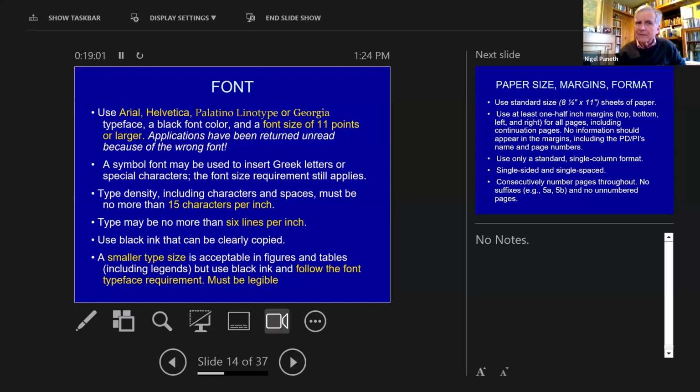Let me say, the most important thing in the world when you're writing an application is do not make the reviewer unhappy. Do not make the reviewer unhappy. Tiny, tiny font size, even though it's allowed in figures and tables, does not make reviewers happy. So keep in mind that it has to be legible, intelligible, and interesting. Next slide.